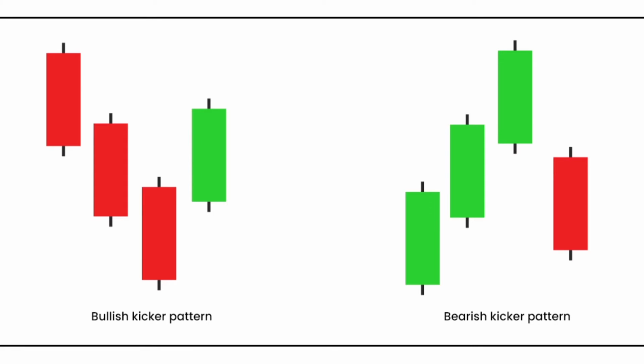This pattern consists of 2 candles, with the first being a large candle in the opposite direction of the trend, followed by a smaller candle in the direction of the trend. A bullish kicker indicates a bullish reversal, while a bearish kicker indicates a bearish reversal. Now, let's go to the chart and make some examples.